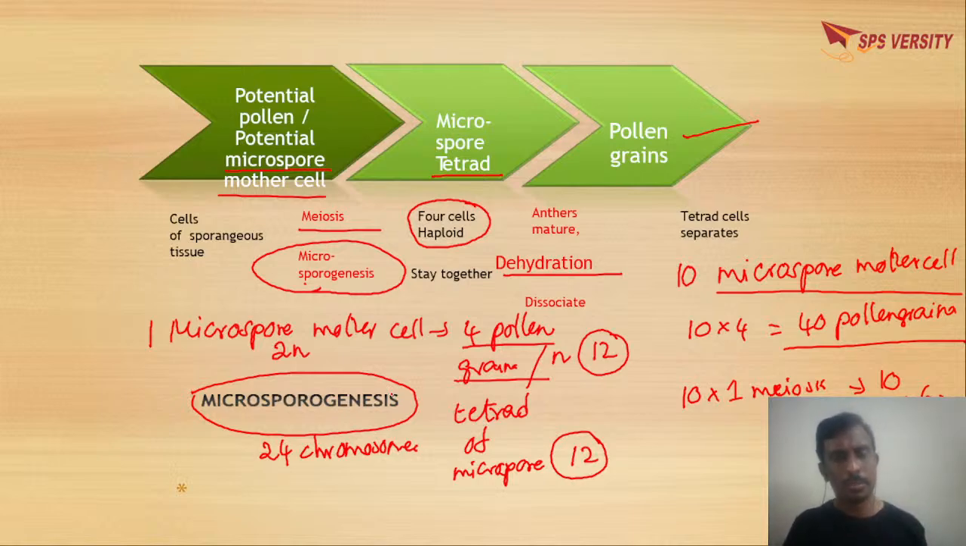Before meiosis, whatever structures are present, they are diploid. After meiosis, whatever structures come, they are haploid. The vegetative cell is haploid, the generative cell is haploid, the male gamete is haploid. Pollen grains, microspores, vegetative cell, generative cell and male gametes are haploid structures.